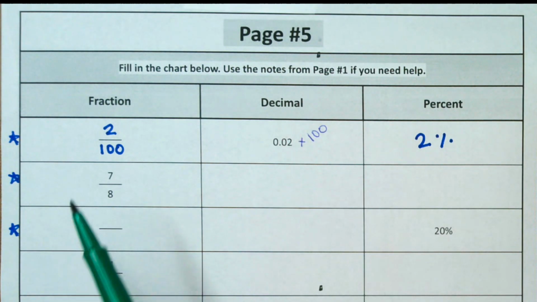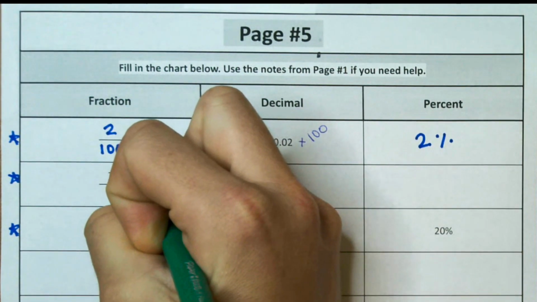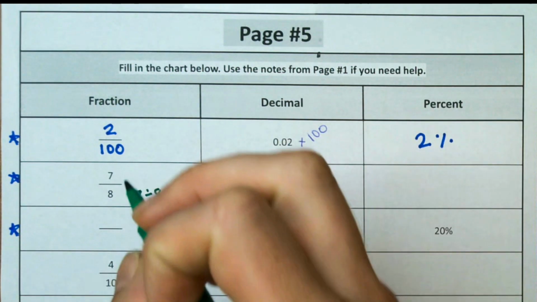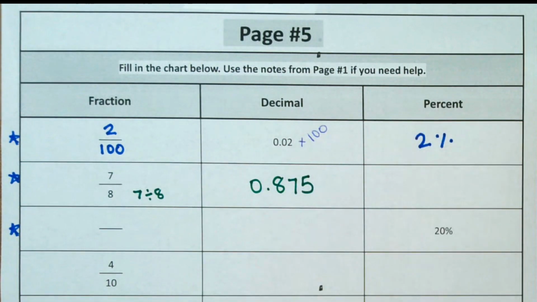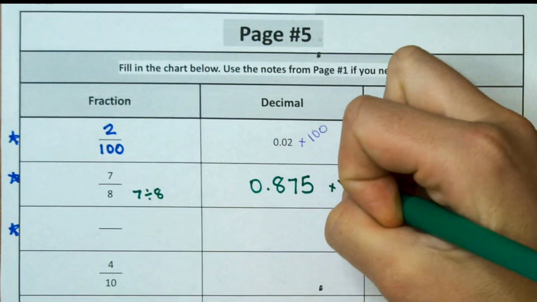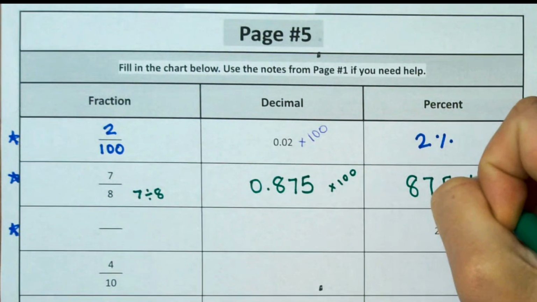All right, so now on this next one, we have our fraction filled in. So I'm going to do 7 divided by 8. And 7 divided by 8 is 875 thousandths. When I multiply that by 100, I get 87.5%.